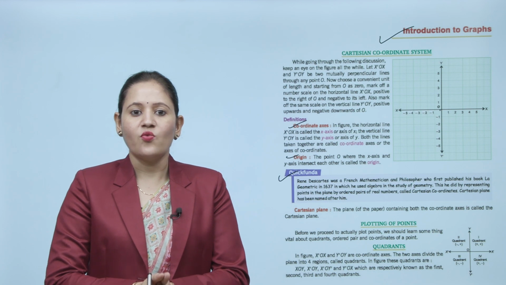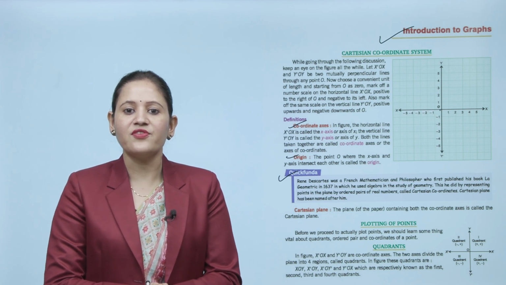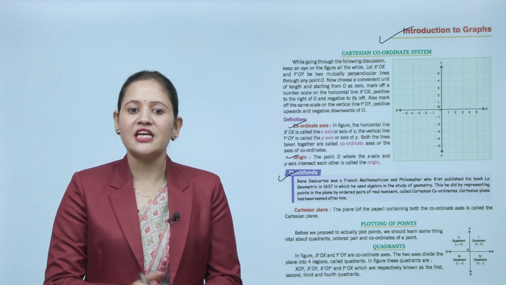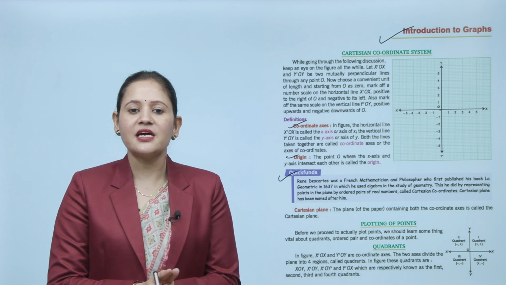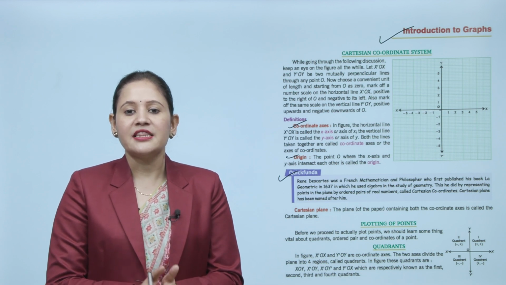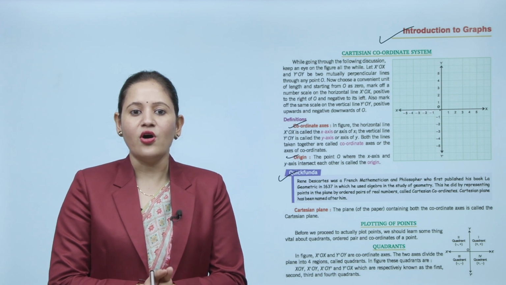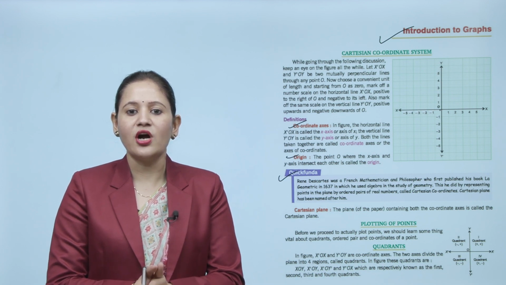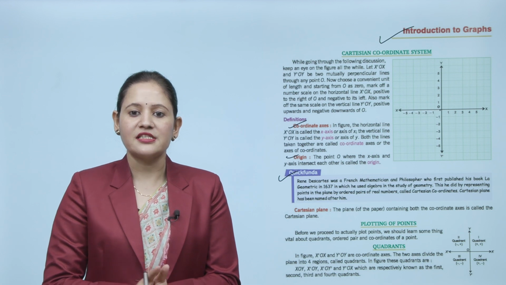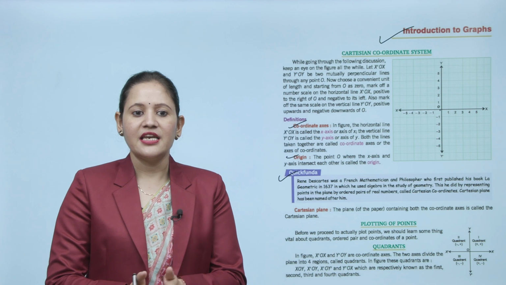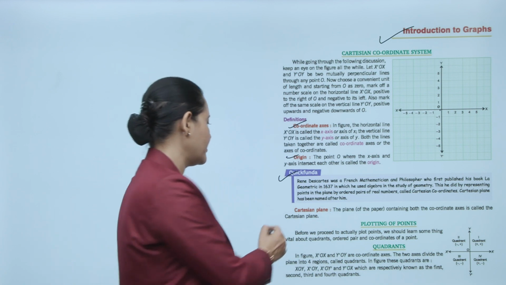René Descartes was a French mathematician and philosopher who first published the book La Géométrie in 1637, in which he used algebra in the study of geometry. This he did by representing points on the plane by ordered pairs of real numbers called Cartesian coordinates. Cartesian plane has been named after him. Next, Cartesian plane.